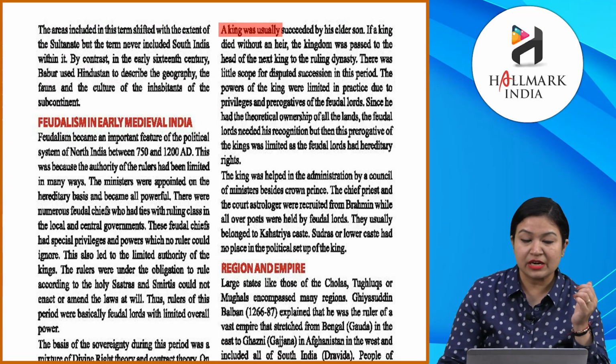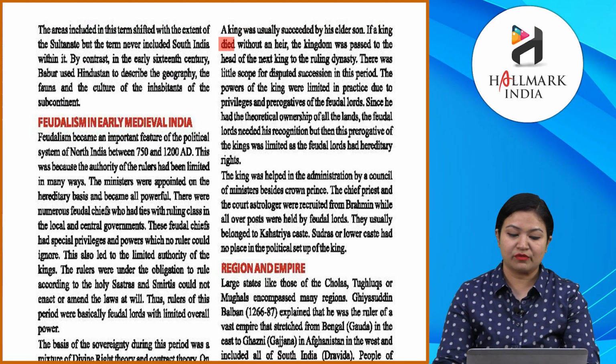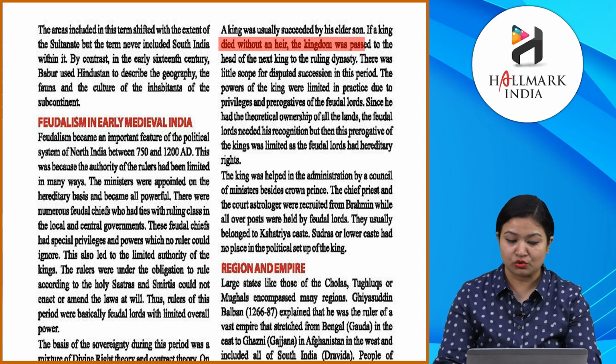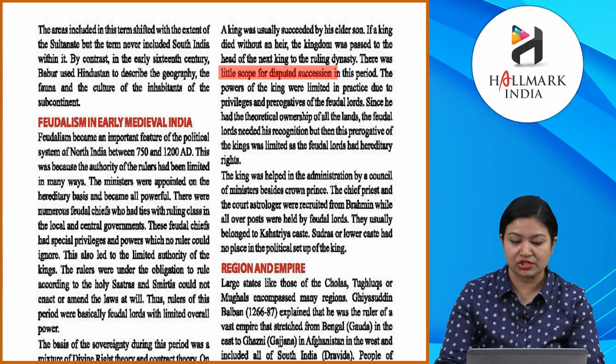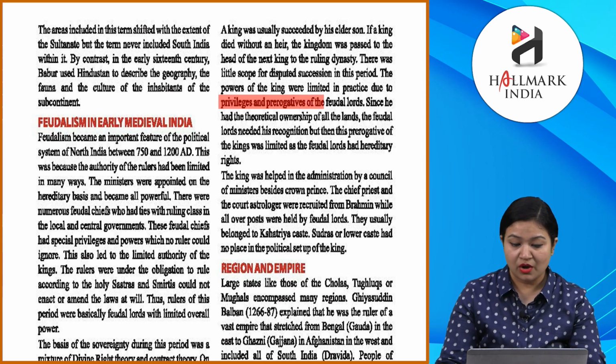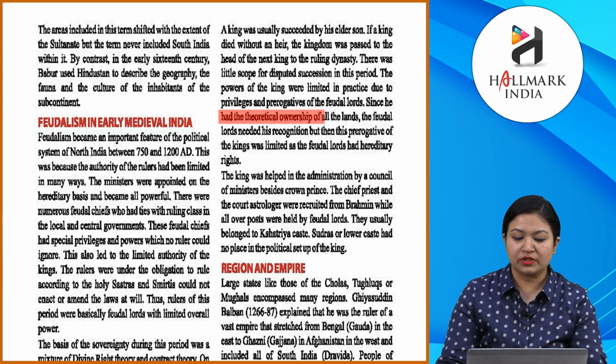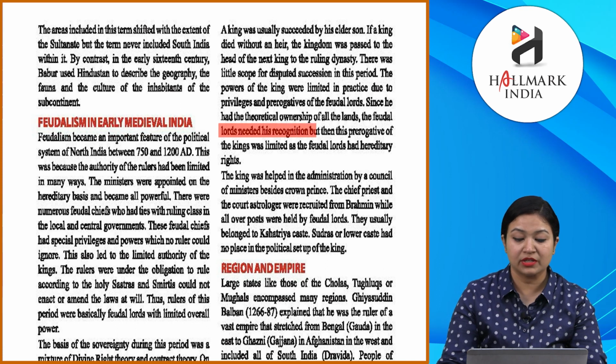A king was usually succeeded by his elder son. If a king died without an heir, the kingdom was passed to the head of the next king to the ruling dynasty. There was little scope for disputed succession in this period. The powers of the king were limited in practice due to privileges and prerogatives of the feudal lords. Since he had the theoretical ownership of the land, the feudal lords needed his recognition, but then this prerogative of the kings was limited as the feudal lords had hereditary rights.